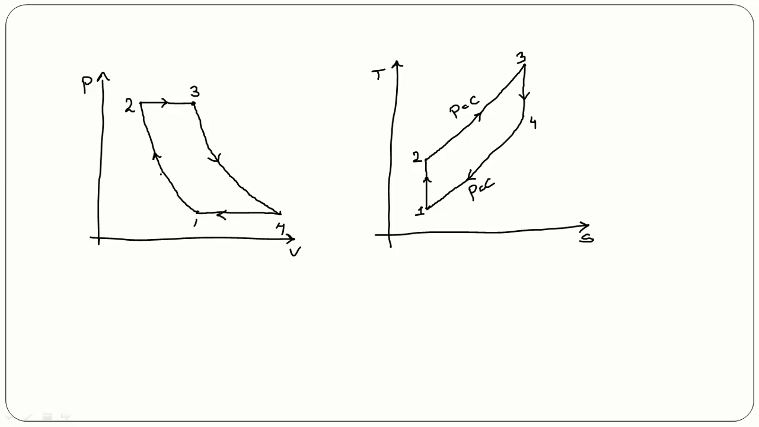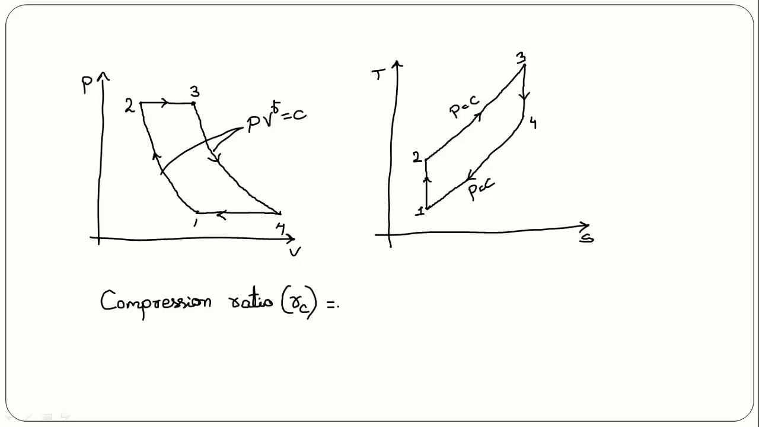Now these two obey PV^gamma equal to constant, as these are isentropic processes. Here we need to come across compression ratio, the first one. Compression ratio is volume at the beginning of compression, which is V1, by volume at the end of compression, that is V2.